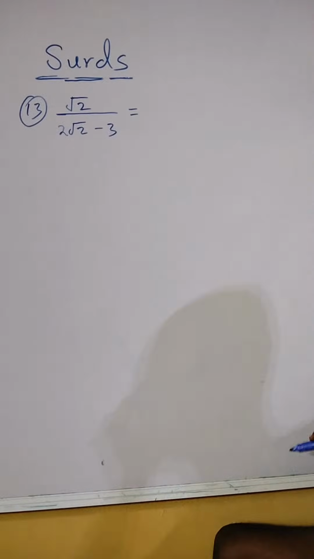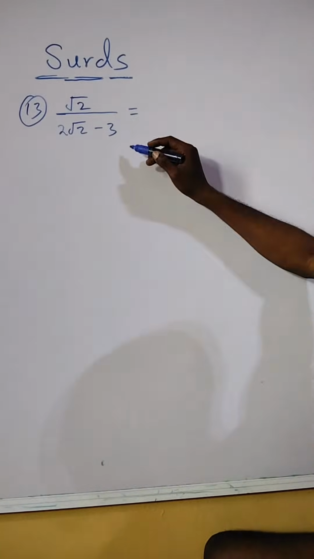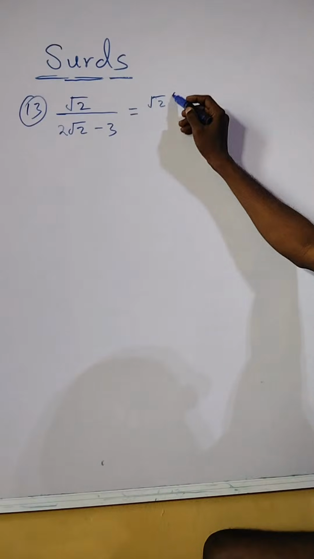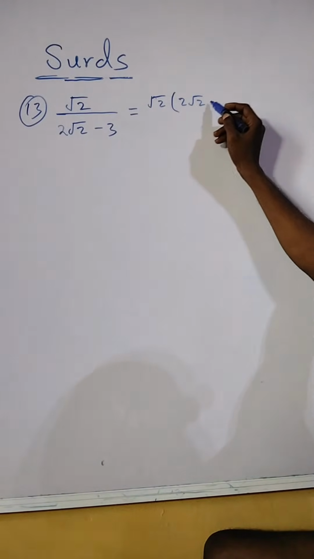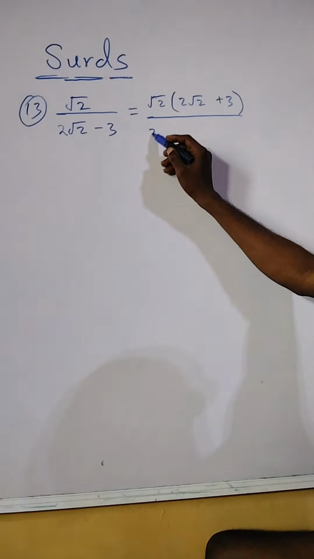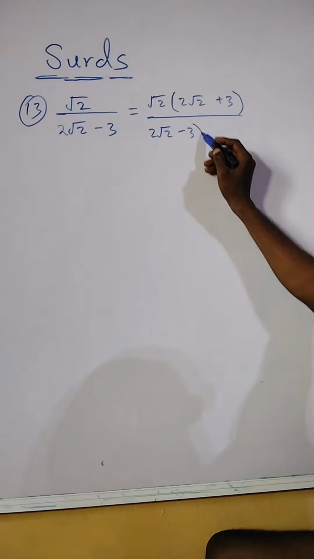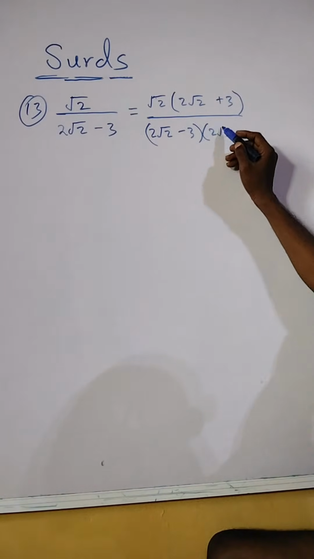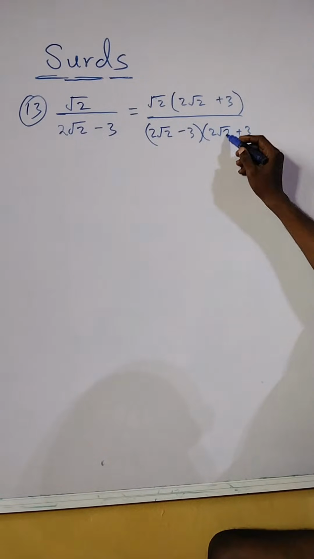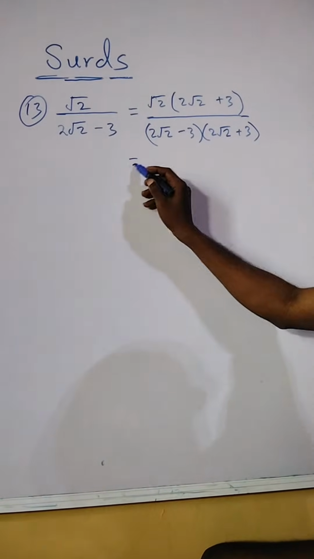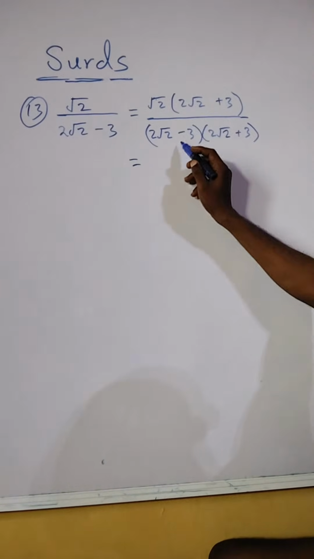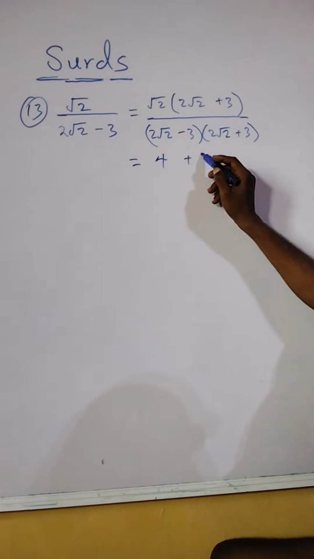When we rationalize this, also we multiply the numerator and denominator by the conjugate surd of the denominator. Here we have root 2 times the conjugate surd here, that's 2 root 2 plus 3, then divided by. So multiply this by the conjugate. We have 2 root 2 minus 3 times also 2 root 2 plus 3. Then, now, we can open this bracket with root 2. And root 2 times 2 root 2, that gives us 4. Then plus 3 root 2.